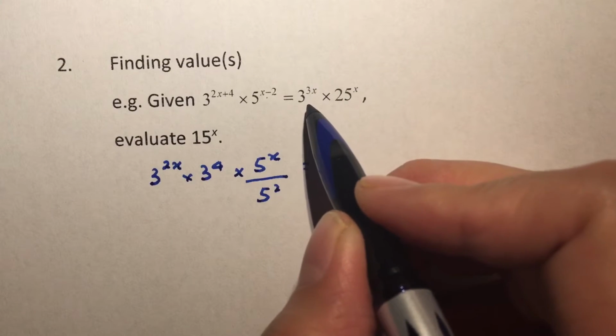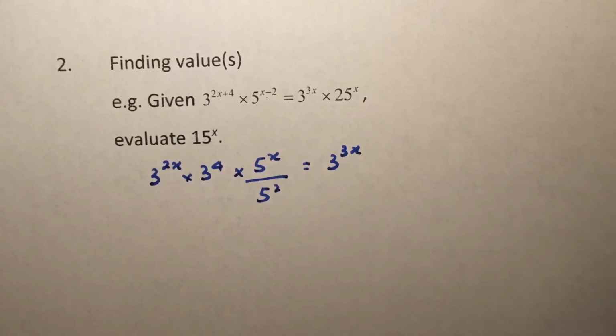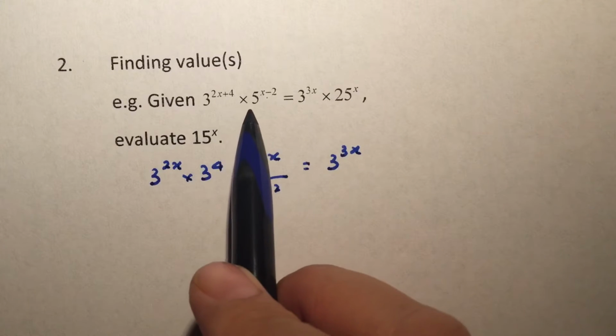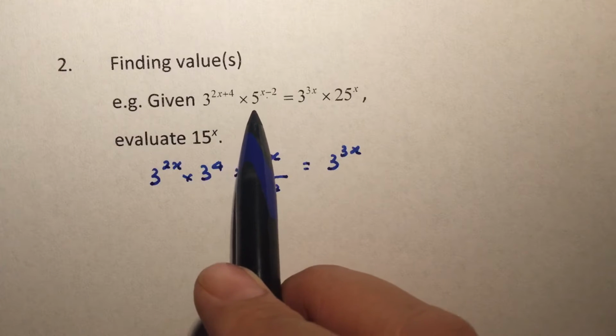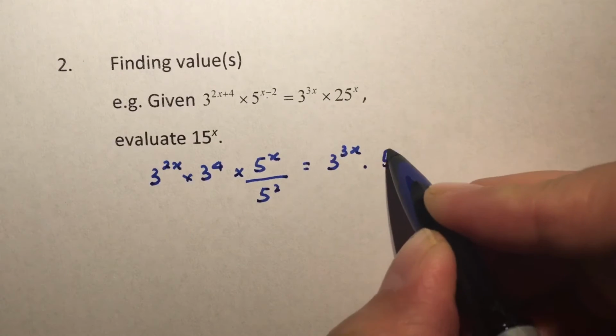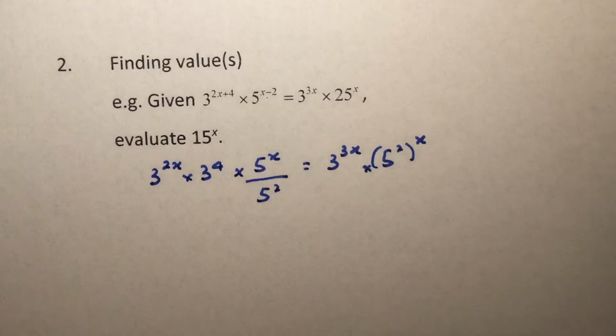Now for this one here, what we can do is just write it as 3 to the power of 3x, no difference. But for 25, our clue somehow gives us the idea that no, we must have a 5 somewhere. So for 25, we can actually change it to 5 squared, and we have the x outside. Now, what else can we do?